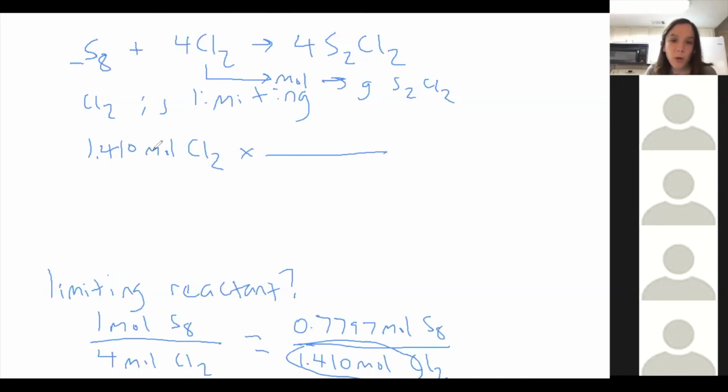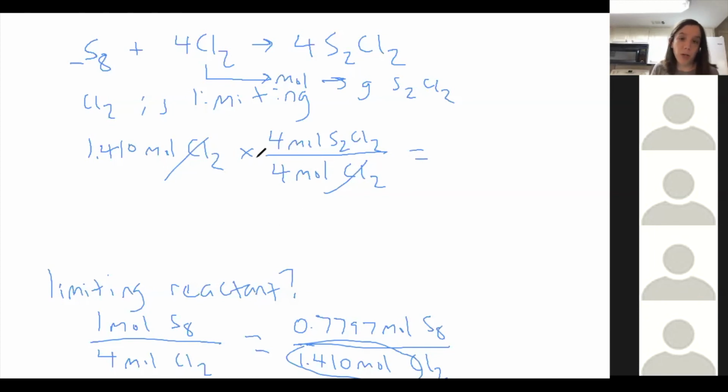Okay, so using the molar ratio, we're going to cancel out Cl2. That's what we already have right here. So 4 moles of Cl2 goes in the denominator. We want to find out moles of S2Cl2, so that goes in the numerator. Cl2 would cancel out. In this case, it's a 4-to-4 ratio, which is the same as 1-to-1. So we would also have 1.410 moles of S2Cl2.